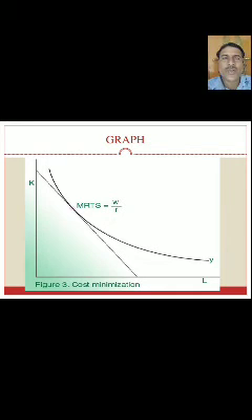At the point Q, the marginal rate of technical substitution is equal to wage rate by rate of interest, meaning the price of labor by the price of capital. That is called wage rate by rate of interest.